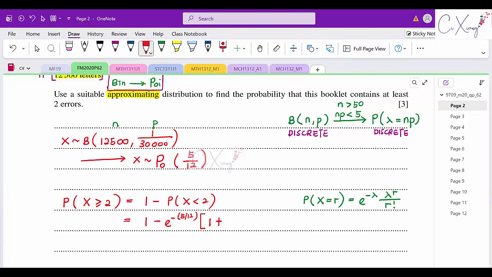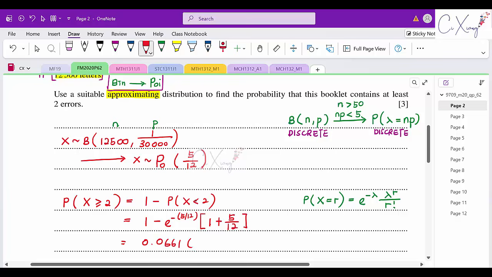Then plus, after that, I want the probability of x equals 1. I also have e to the negative lambda, which I put outside. Then I have lambda power 1 divided by 1 factorial, so I have 5 over 12, which is the lambda. Then I shouldn't include x equals 2 here, right? So I only want to subtract the probabilities of 0 and 1. This is the general formula that we have here. Try pressing the calculator, and this is the answer that you should get, correct to 3 significant figures. Okay, so this is how we answer this question.